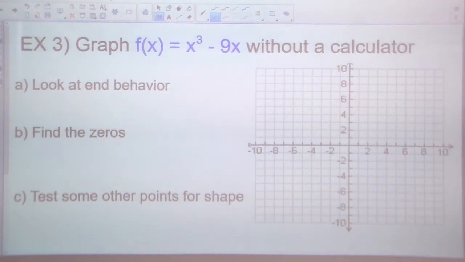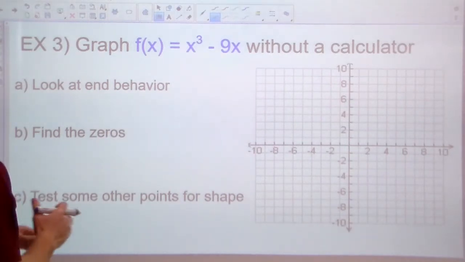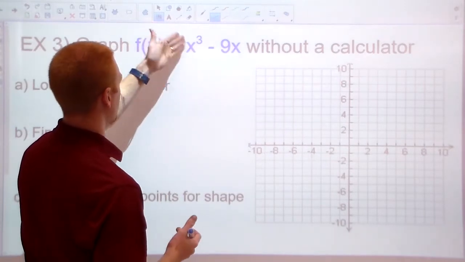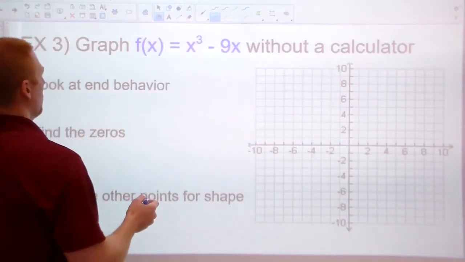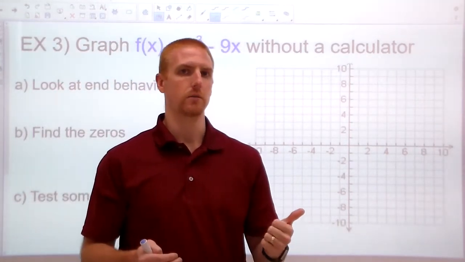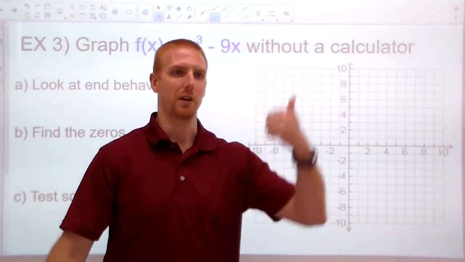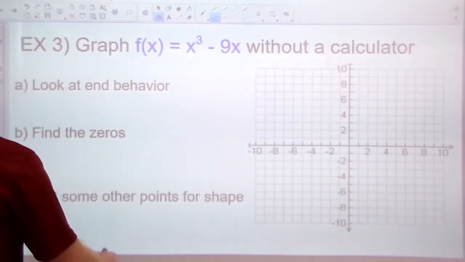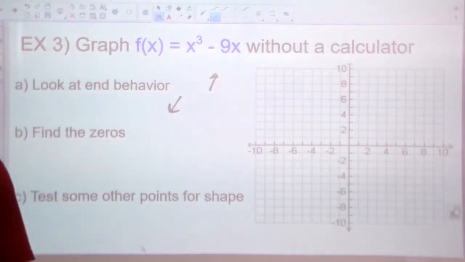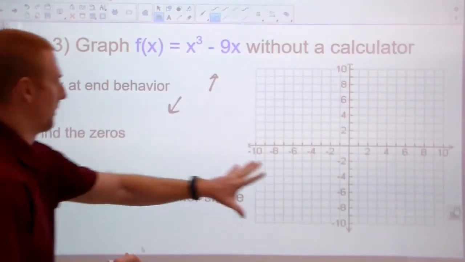So looking at the end behavior. All right, well, it's x cubed, and this is a positive, understood 1 in front. So that means it's going to be just like y equals x. The left side is going to point down, the right side is going to point up. So I'm going to just do a little arrow like that. All right, and I'm not going to put it on the graph yet.